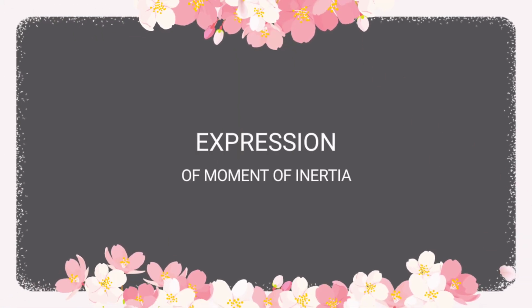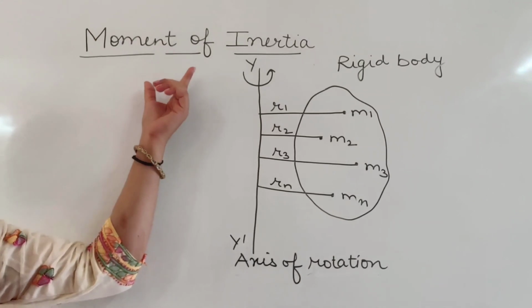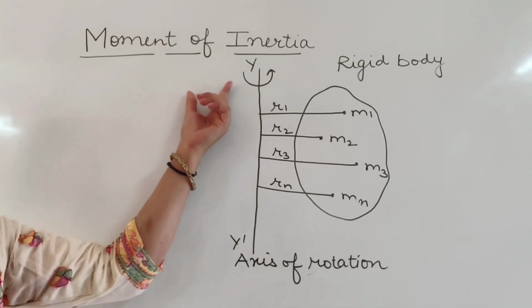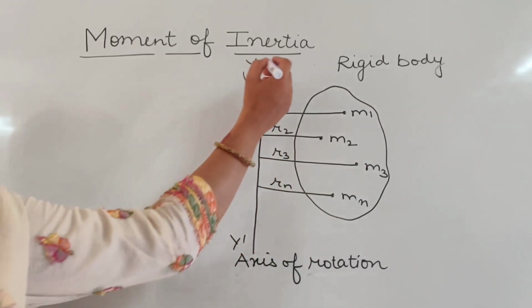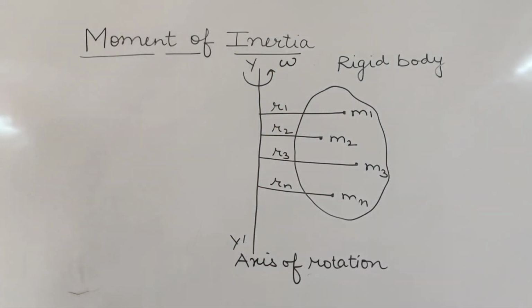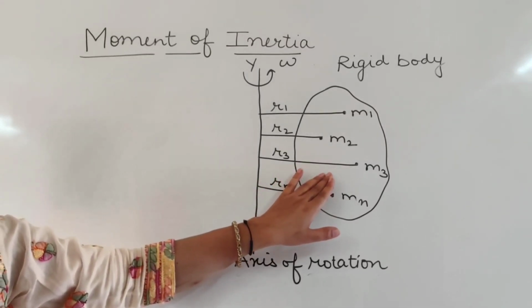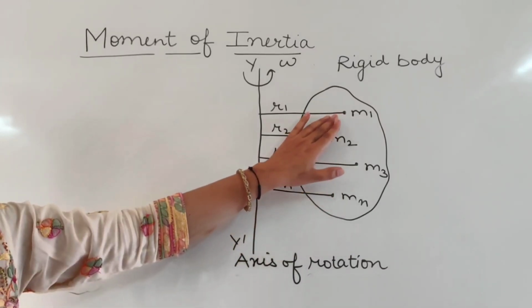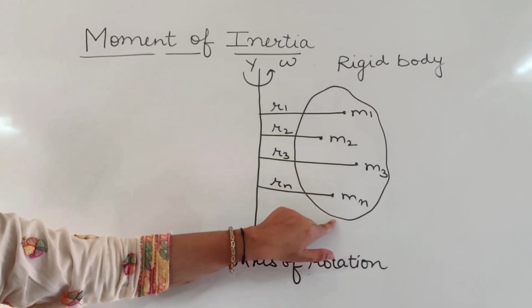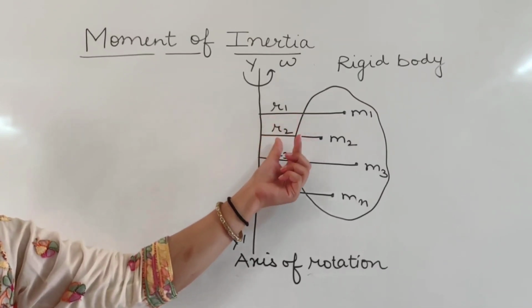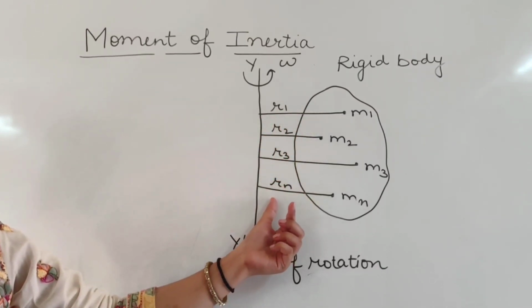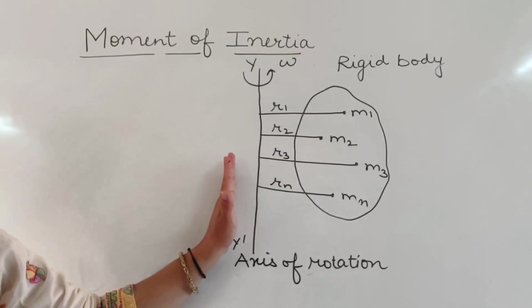Now, expression of moment of inertia. Consider a rigid body rotating with uniform angular velocity, say omega, about this axis of rotation. Suppose the body consists of n particles of masses m1, m2, m3 up to mn respectively, situated at distances r1, r2, r3 up to rn respectively from this axis of rotation.